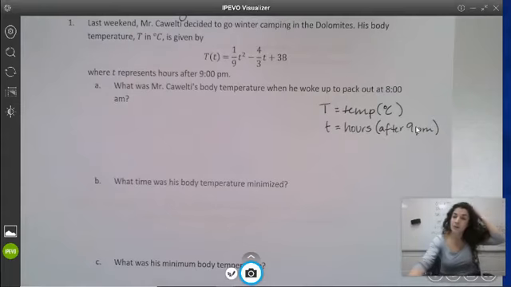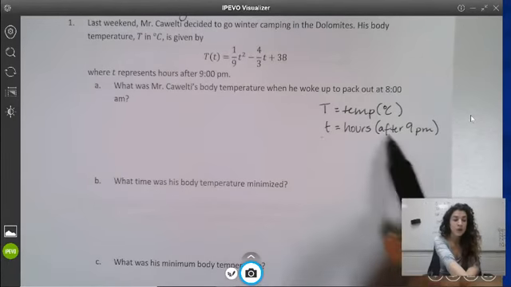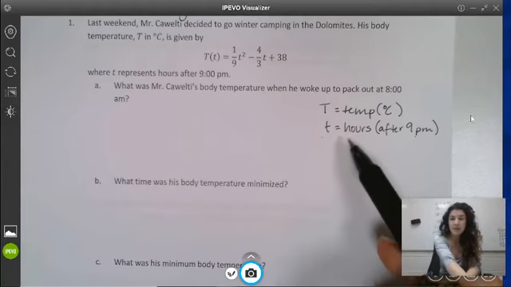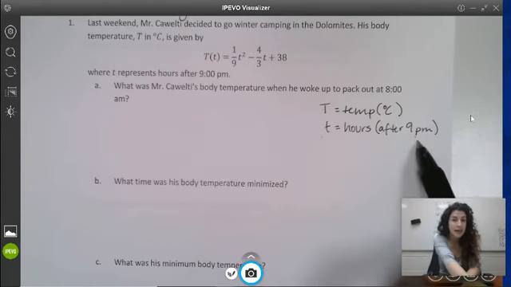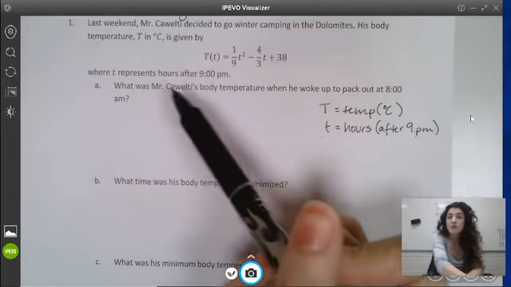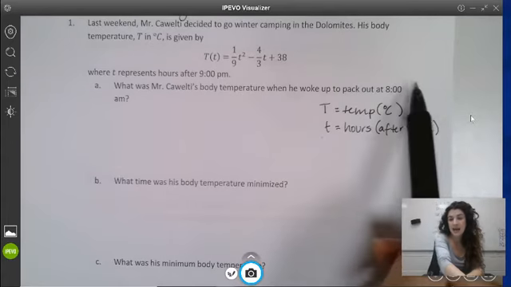That's important. We'll talk about it later, but keep that in mind. Specifically hours after 9 p.m. So if lowercase t equals 1, then we're talking about 10 p.m. If lowercase t equals 3, then we're talking about 12 a.m. What was Mr. Quilty's body temperature when he woke up to pack out at 8 a.m.?